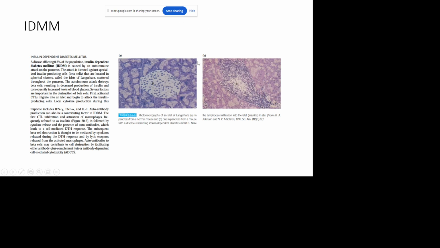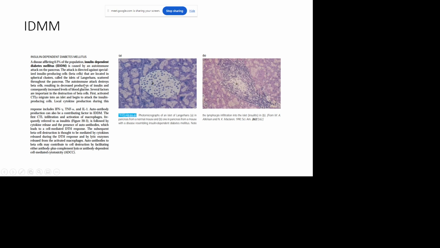So these are tissues from the pancreas, the islets of Langerhans, collected from a normal mouse, and this pancreas is collected from a mouse with the disease, insulin dependent diabetes mellitus. You can see in this photomicrograph there is infiltration of lymphocytes if you compare with the normal one, right? So again, this is due to autoimmunity. So how is it happening?